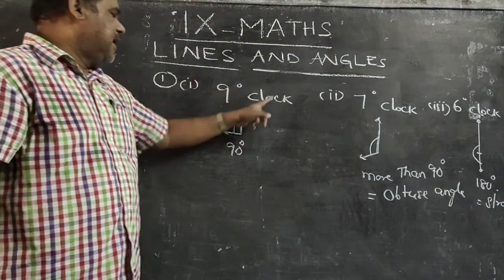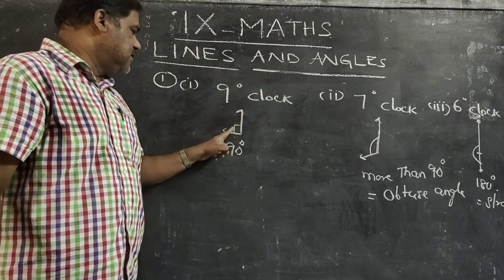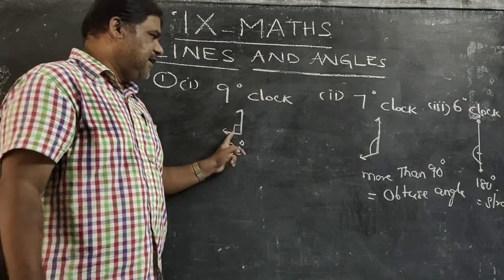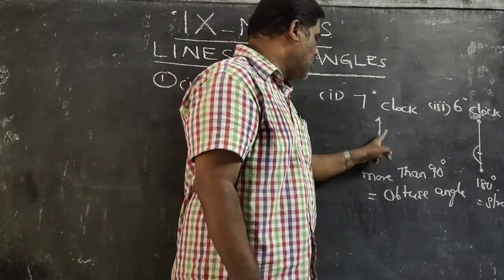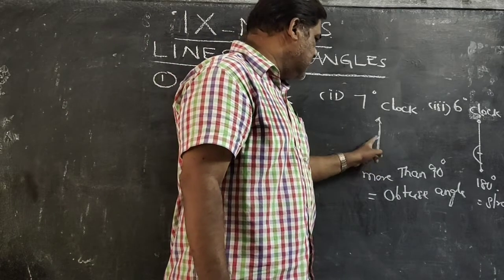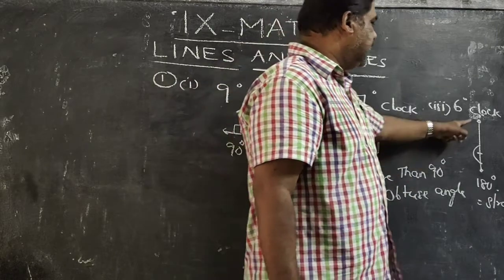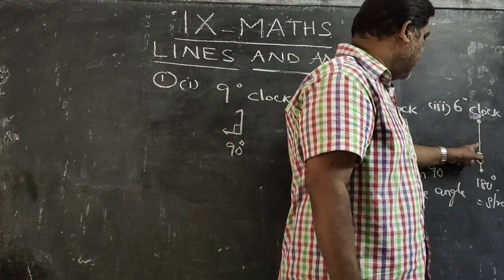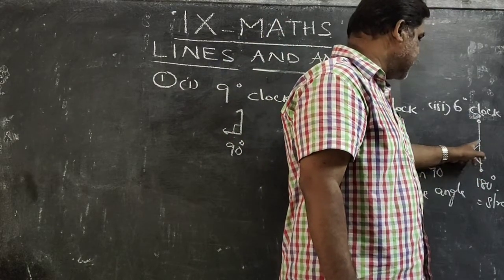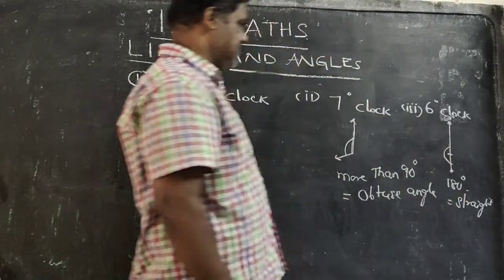When the time is 9 o'clock, the angle between the two hands of a clock is a right angle, that is 90 degrees. When the time is 7 o'clock, the angle between the two hands of a clock is more than 90, so it is an obtuse angle. When the time is 6 o'clock, it is a straight angle, that is 180 degrees.